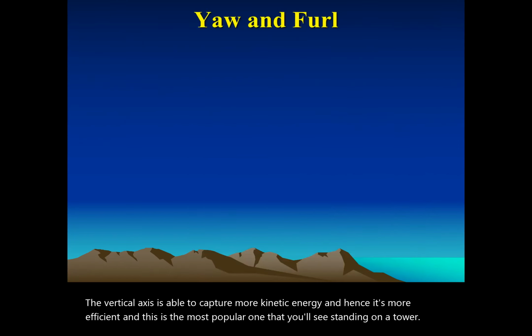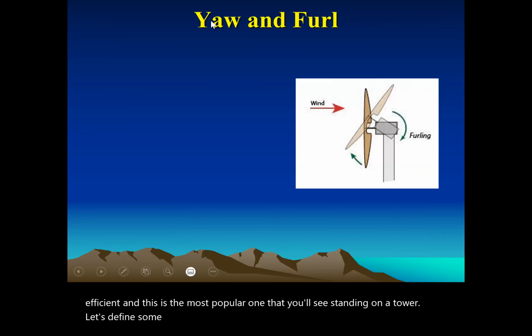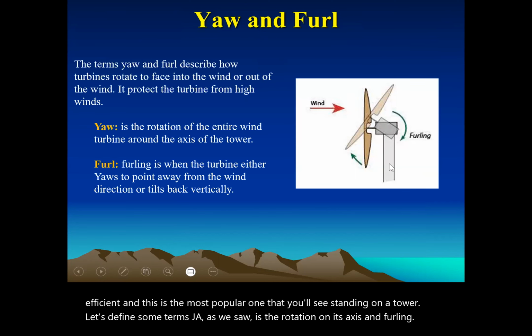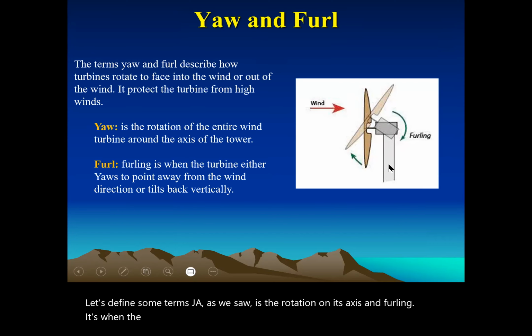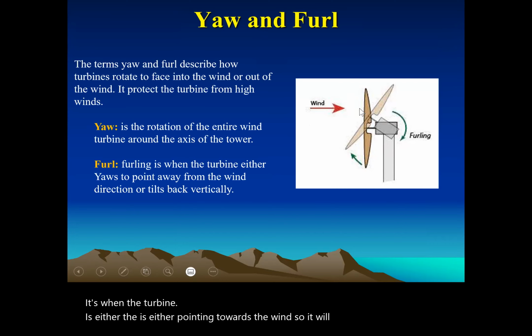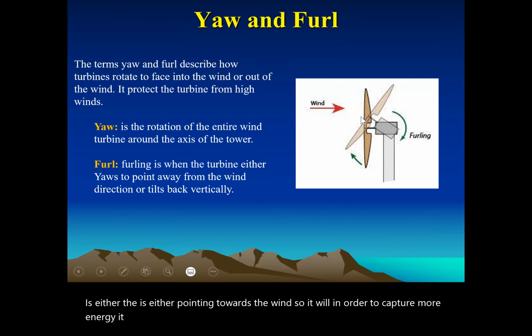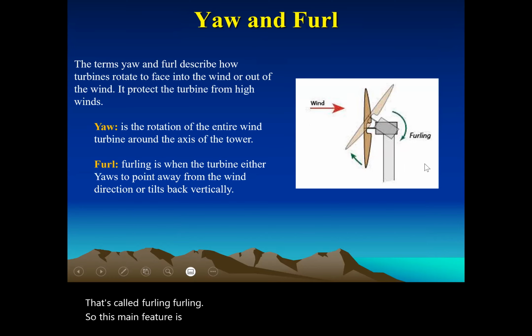Let's define some terms. Yaw, as we saw, is the rotation on its axis, and furling is when the turbine is either pointing towards the wind, so in order to capture more energy it will point towards the wind, or it can tilt back. That's called furling. The main feature is to protect the turbine from high winds and for stability, and also to face the wind and get more energy when the wind speed is low.